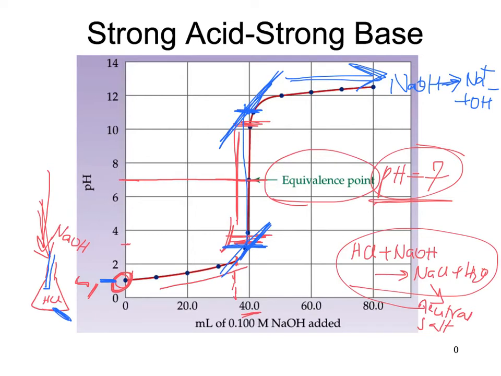The other way to identify a strong acid, strong base neutralization reaction is that if you look at the point of inflection, essentially that is going to be pretty dramatic, and in this case it's changed from a pH of 3 to even more than 10.